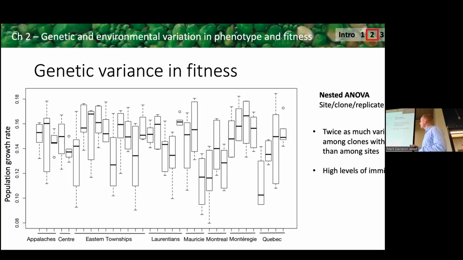And what is kind of shocking about this is how much variation there is within each site, right? We kind of assumed that Lemna minor would be largely clonal. They grow so fast, they don't have sexual reproduction, but we actually see that there's twice as much variation among clones within sites than among sites. So how could this be? Perhaps it's because there are high levels of mutation or immigration.